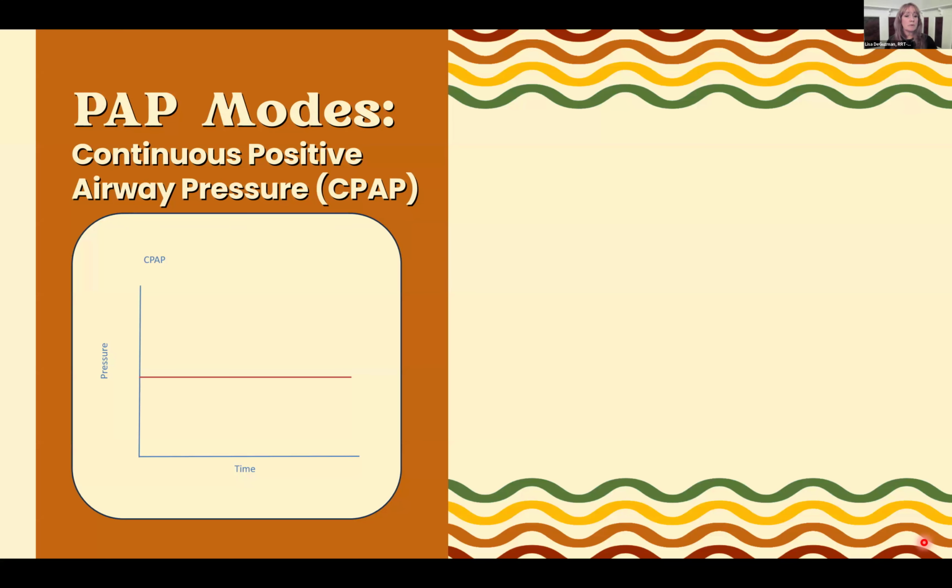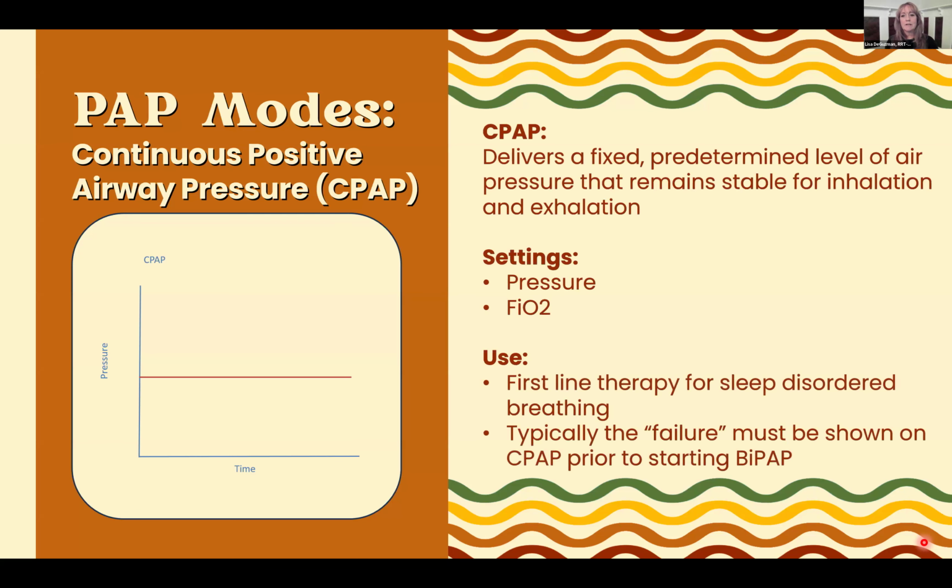So we're going to go through each of the PAP modes very quickly here. CPAP, as you can see on the left there, it's just a continuous pressure. There is no fluctuation. It delivers a fixed, predetermined level of air, and it just remains stable. Inhalation, exhalation, you're just getting that positive pressure at that level. We set pressure and occasionally FiO2, if we need to bleed in some oxygen. There are also ramp settings or some relief if patients need it during the time they're falling asleep.